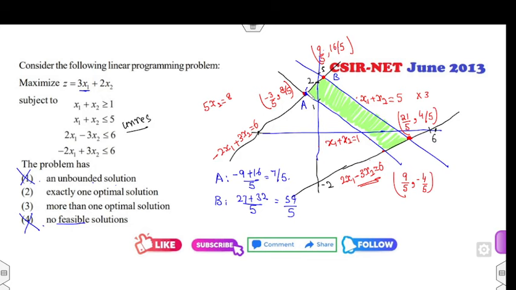59 over 5. So definitely this is not the optimal because we get a maximum value. 21 and 4, that is 63 plus 8 over 5. So that is more than this, and clearly it is a unique point. It is 27 minus 8. So we will get exactly one optimal solution, not more than one optimal solution. So the right answer is B, my correct option.